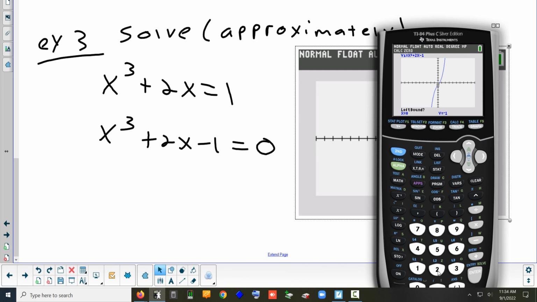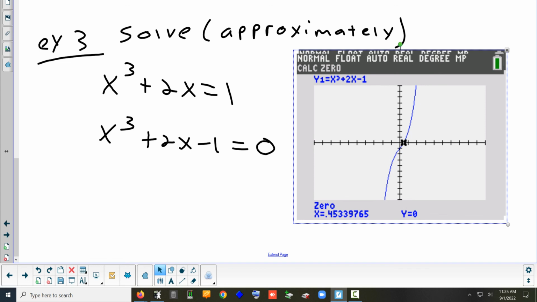How do I find where it crosses? Second calc. Zero. Pick a point that you know is to the left. Pick a point that you know is to the right. It doesn't really matter how wide you make it, as long as it's in there. Maybe it'll change how fast the calculator finds the answer by a millionth of a second if you made it a little smaller, but it doesn't really. Hit enter, and there's your answer. So this graph has a root at approximately 0.45. Any question on that?